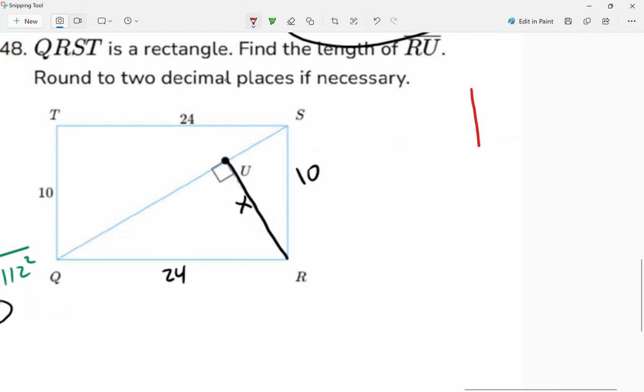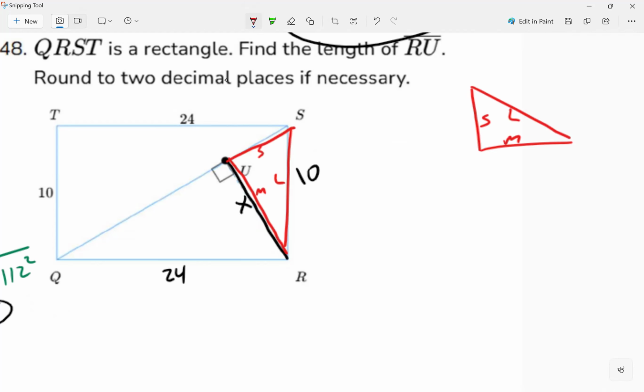Let me come up with the red triangle here. The small, medium, and large of my red triangle. The red triangle is here. Here's the small, medium, and large. The small side, I have no idea what it is. The medium side is X, and the large side is 10. Okay.